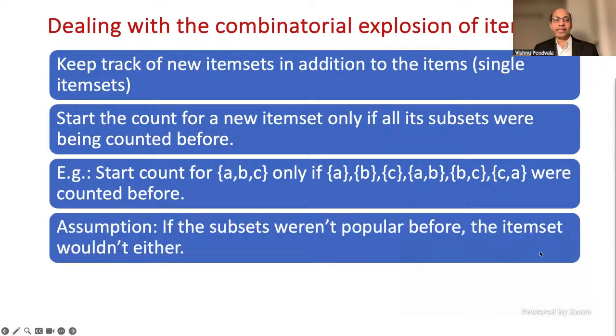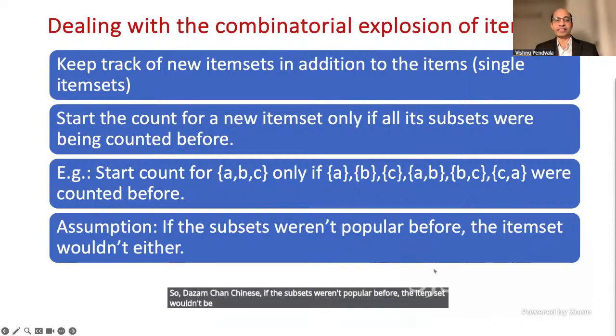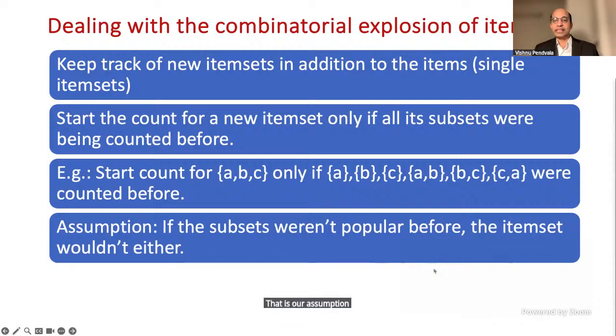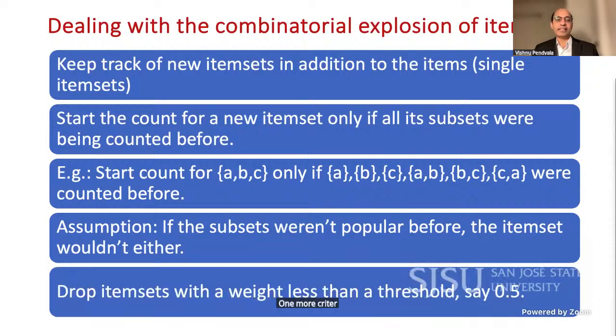The assumption is if the subsets weren't popular before, the item set wouldn't be either. That is the assumption. And we apply one more criterion to reduce the explosion. We drop any item set whose weighted frequency falls below a threshold. For instance, if the weighted frequency falls below 0.5, we just drop it. So that keeps the summary lean. This is how streaming association mining stays feasible.